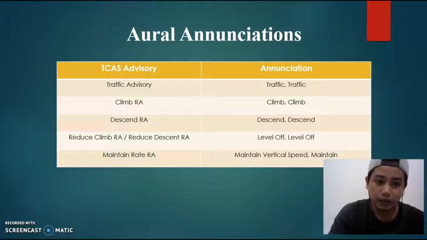Here are some examples. The first one is the traffic advisory. It will be annunciated as "traffic". The second one is the climb RA, which will be annunciated as "climb". The third one is the descent RA, which will be annunciated as "descent". The fourth is the reduce climb RA or reduce descent RA, which will be announced as "level off". The last one is the maintain rate RA, which will be annunciated as "maintain vertical speed, maintain".